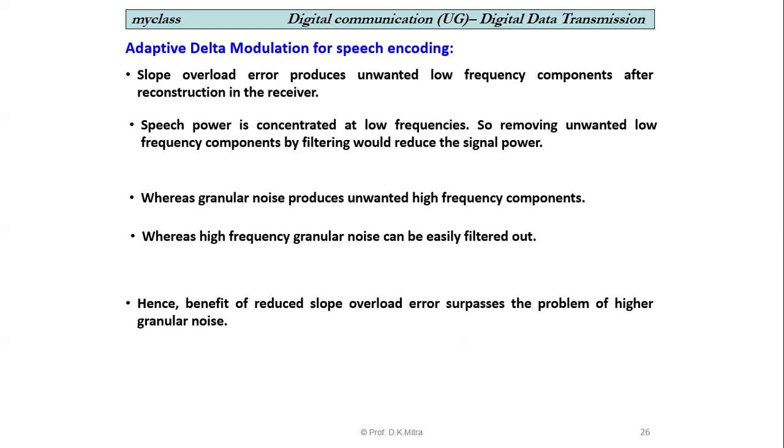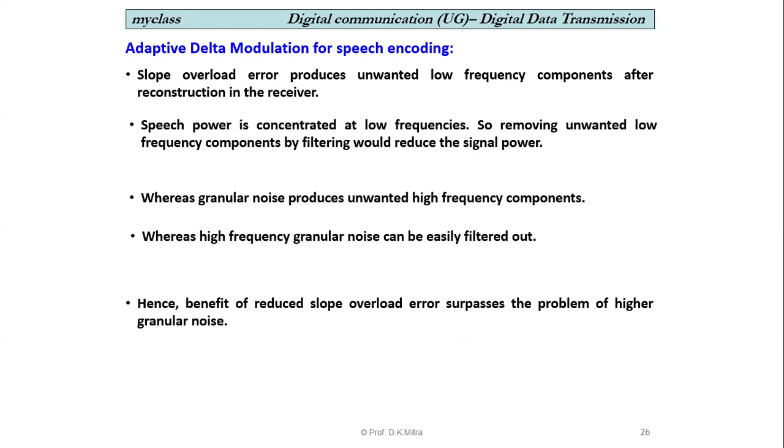So the slope overload error creates low frequency components, and low frequency components, on the other hand, contain more power of the speech. So if you remove the unwanted low frequency components by filtering, it reduces the signal power. It reduces the speech power, right?